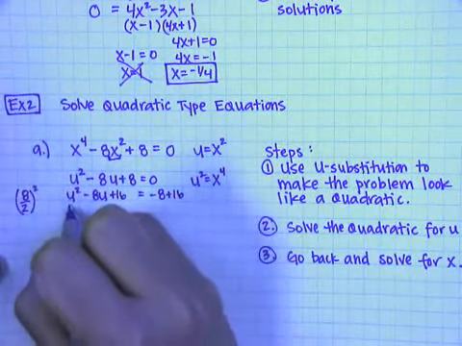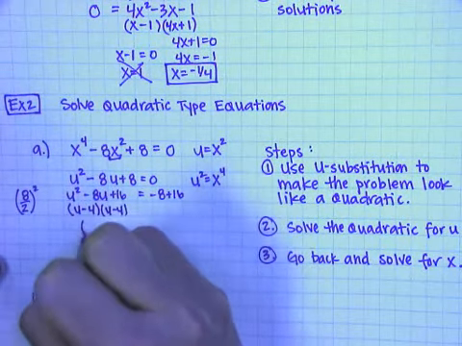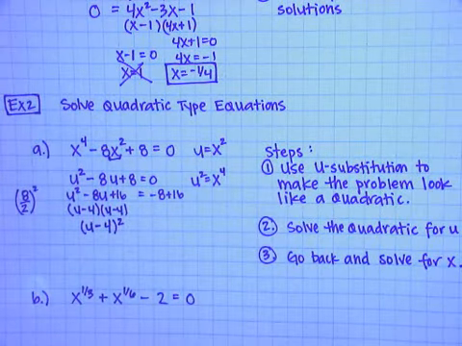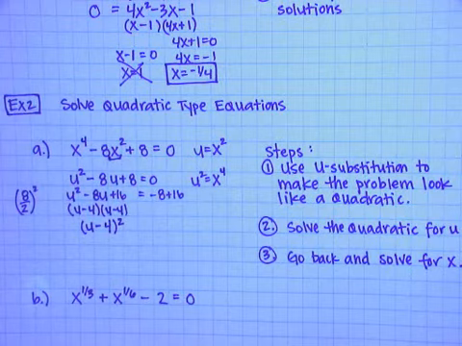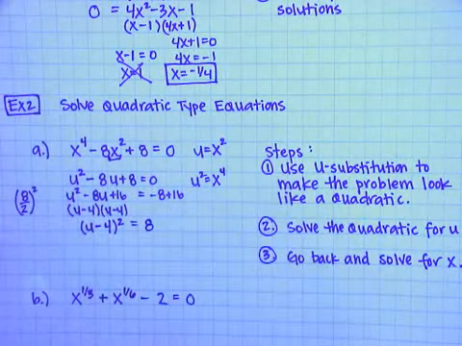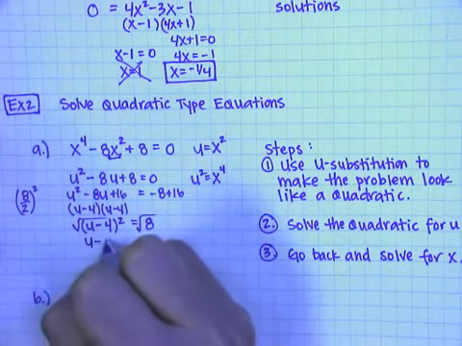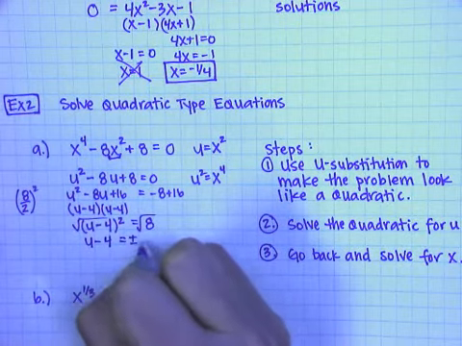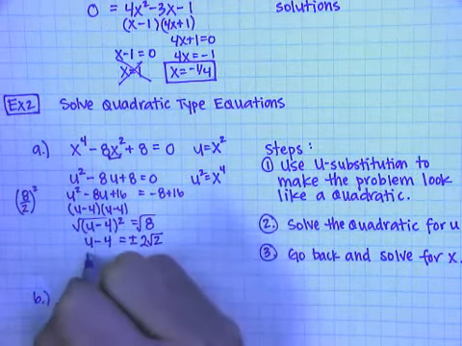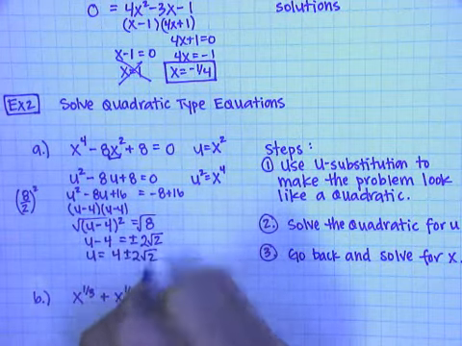Now I'm going to factor this. It's going to factor as u minus 4 and u minus 4. So that's really u minus 4 squared. Oh man, my 4's and my u's are kind of looking the same. I probably need to write those more clearly. And over here, negative 8 and 16 make a positive 8. So now I'm going to square root both sides. And I get u minus 4 equals plus or minus, let's see, root 8 is really 2 root 2. And then I get u equals 4 plus or minus 2 root 2.